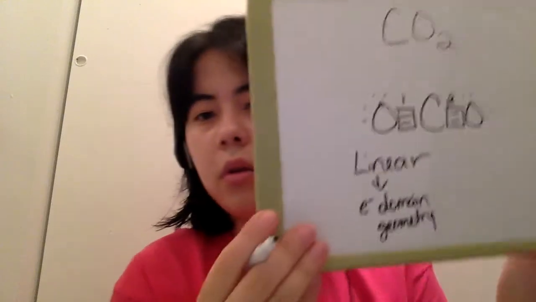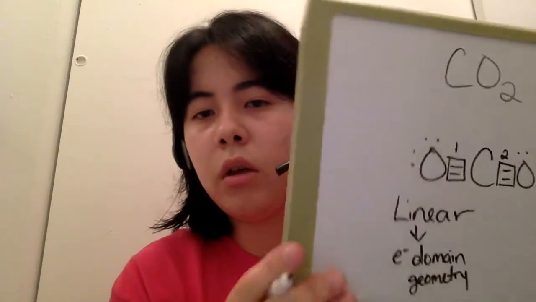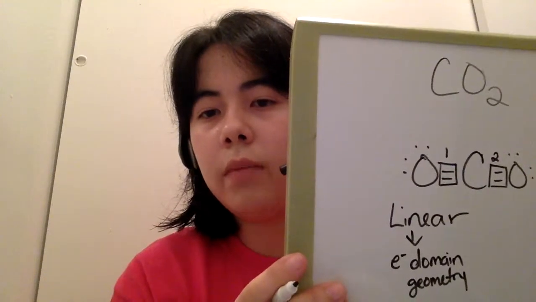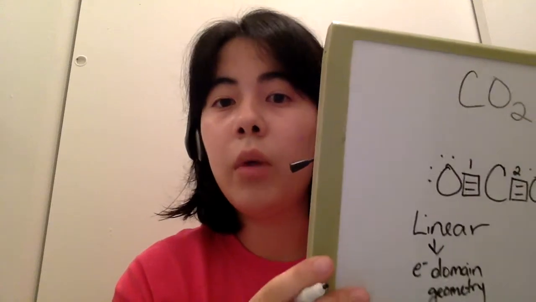Okay, and then I will say electron domain geometry. All right, so that way we know what this linear means. That's step number 3. We have one more step. Step number 4, we need to determine the molecular geometry.